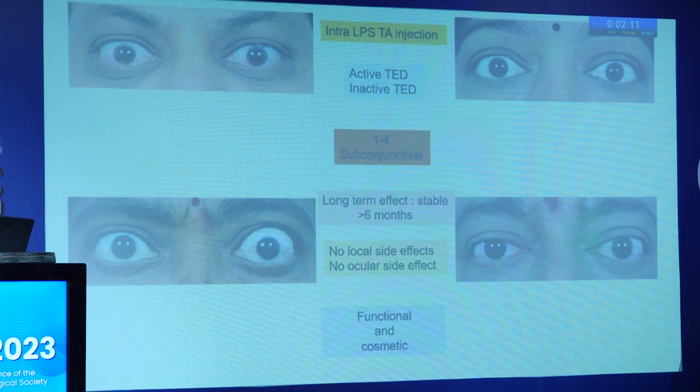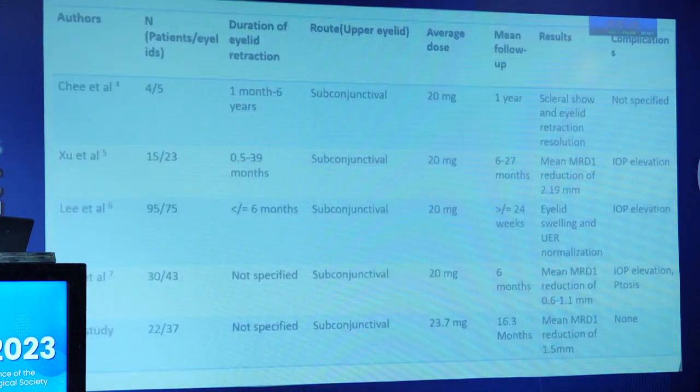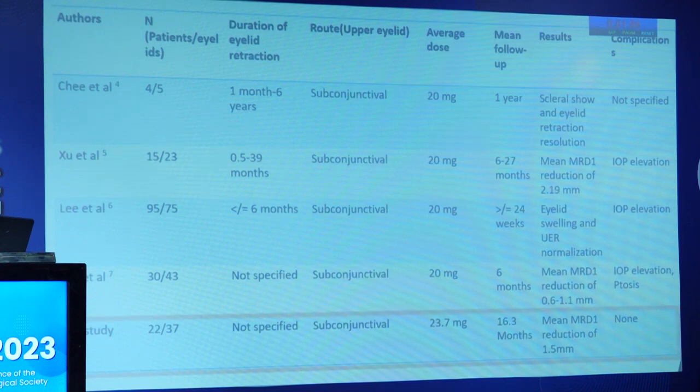There were no local side effects that we could see, no ocular side effects, and it could definitely be used for both functional as well as cosmetic concerns of the patient. We had excellent results in all our cases. These are a few of the studies that have been done, and our study also proves very gratifying results.